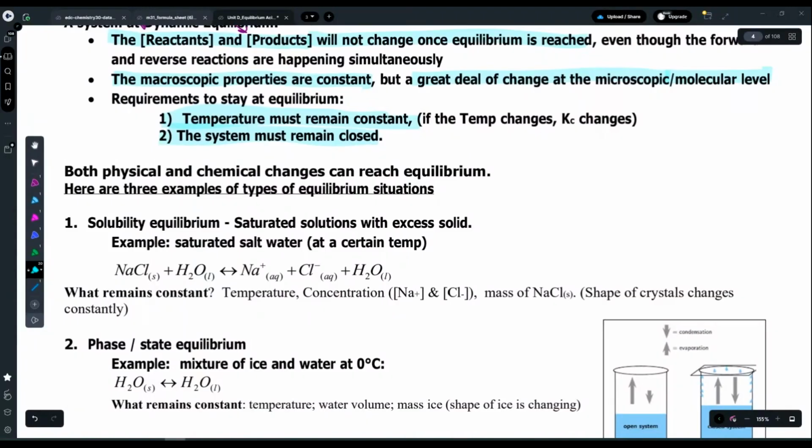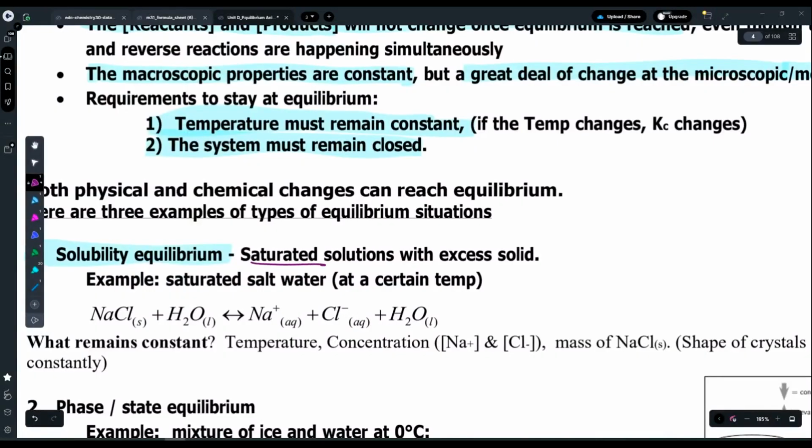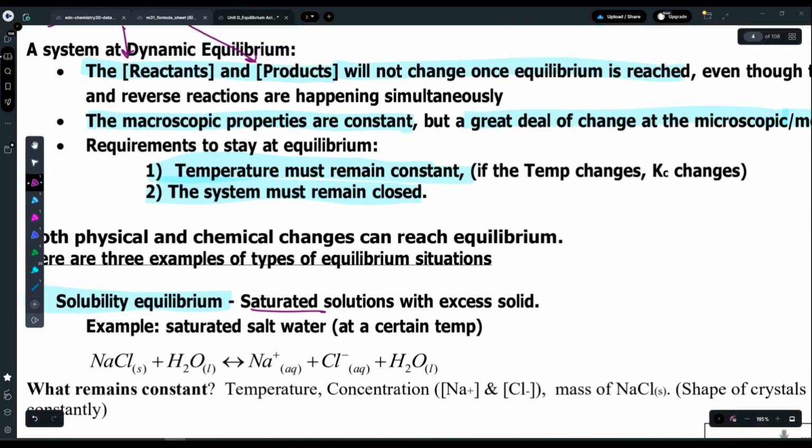So both physical and chemical changes can reach equilibrium, and we're going to go through 3 examples of types of equilibrium situations. For the first one, that's going to be solubility equilibrium. That's where you have a saturated solution with excess solid. Just as a reminder, a saturated solution is a solution that can't dissolve any more solid.